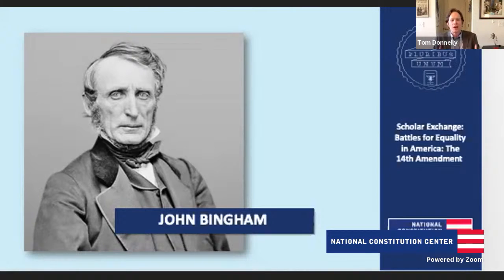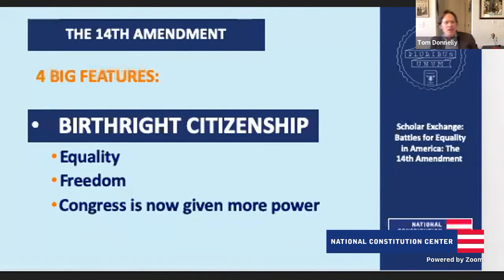So what does John Bingham write in the 14th Amendment? What do John Bingham and his allies in the Republican Party write? Well, there are really four big ideas that unify the 14th Amendment. The first is birthright citizenship. And so what's going on there? Well, Dred Scott is overturned. African Americans have rights which the white man is bound to respect. And if you're born on American soil, you're a United States citizen. This promise of equal citizenship for all. So that's birthright citizenship.